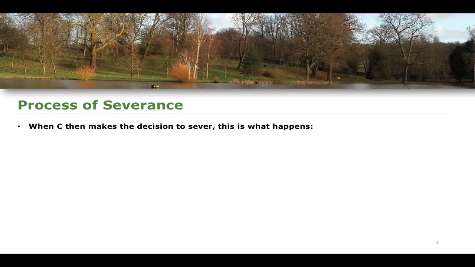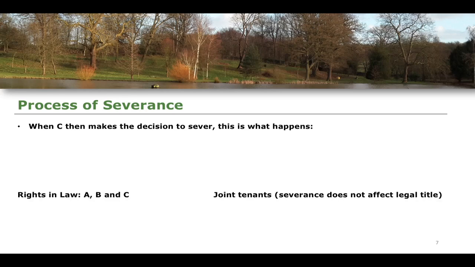What about then when we see the decision to sever? Let's say C goes and says, I want to sever. Okay, we'll talk about how they may go about that process in future lessons, but let's just say for now we know that they make the decision to sever. This is what happens, okay? We still have the same rights in law. A, B, and C still have the same rights in law, and they are still joint tenants in law. This is obviously because severance does not affect legal title, as per Section 36(2) of the Law of Property Act.